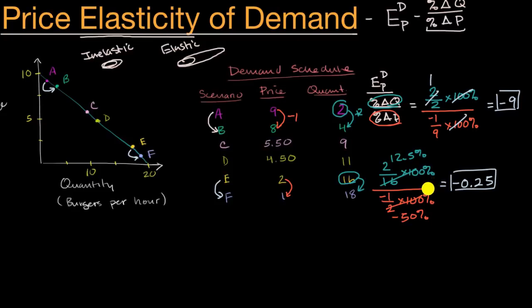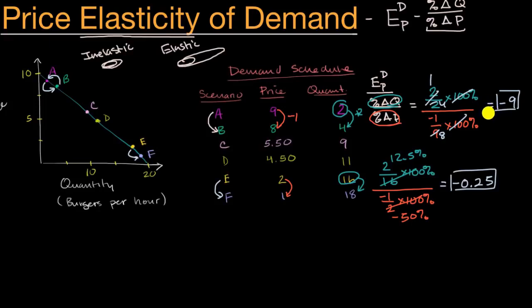Now, another thing you might be appreciating is if we tried to calculate the price elasticity of demand up here on the curve, and instead of going from A to B, if we went from B to A, we would have gotten a different value, because our initial prices and quantities would have been different. Our initial price, we would have put an 8 right over here, and our initial quantity, we would have put a 4 over here, and we would have gotten a different value.